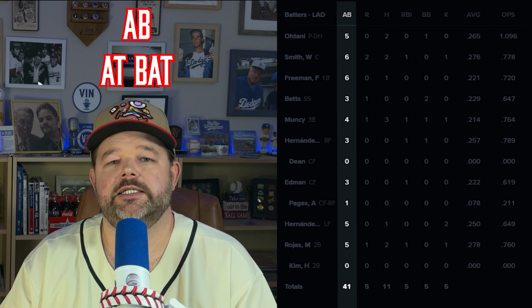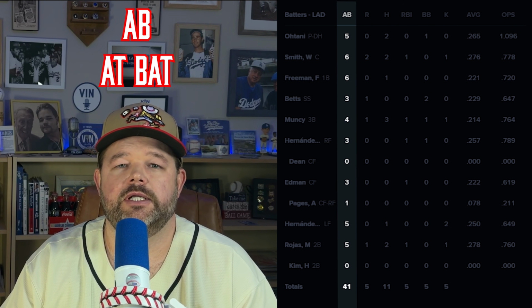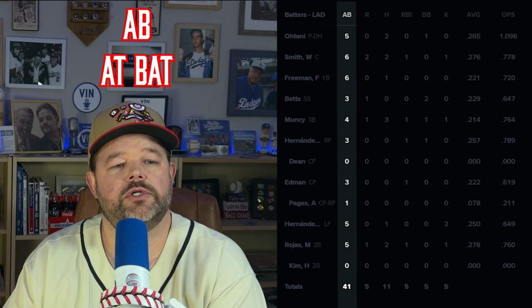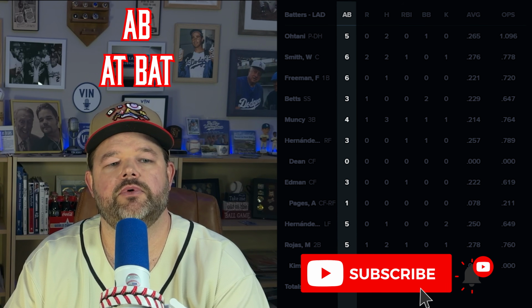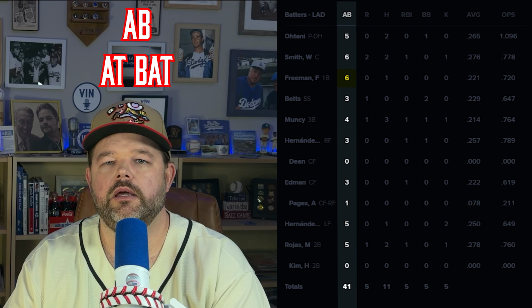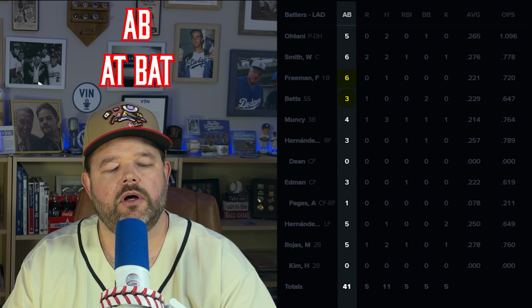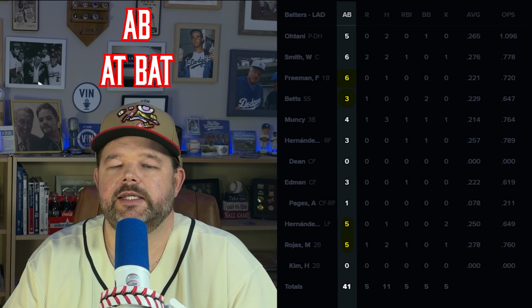But you'll notice that I didn't mention walk. I didn't mention sacrifice fly, because you'll notice the at-bat numbers don't make a lot of sense. How can Freddie Freeman have 6 at-bats, but Mookie Betts only have 3, and then all the way down towards the bottom, Kike Hernandez and Miguel Rojas both have 5? That doesn't make any sense. We'll cover that a little bit later.